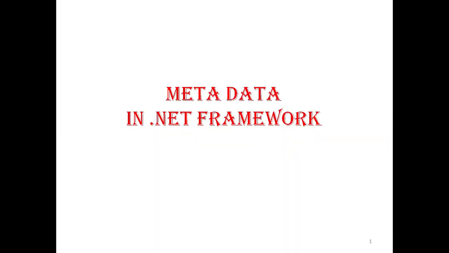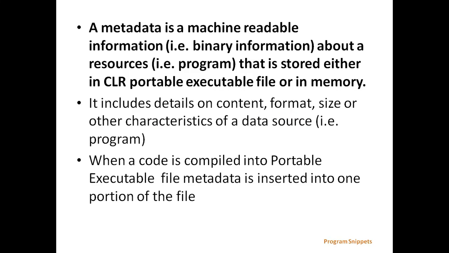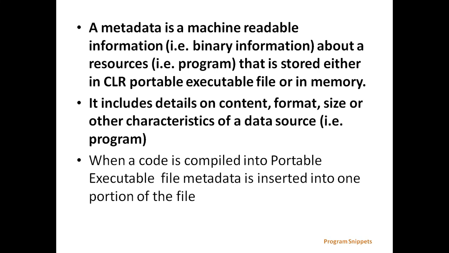Here we will see metadata in .NET Framework. Metadata is machine-readable information, that is binary information, about a resource, that is a program, which is stored either in a CLR portable executable file or in memory. It includes details on the content, format, size, or other characteristics of a data source.